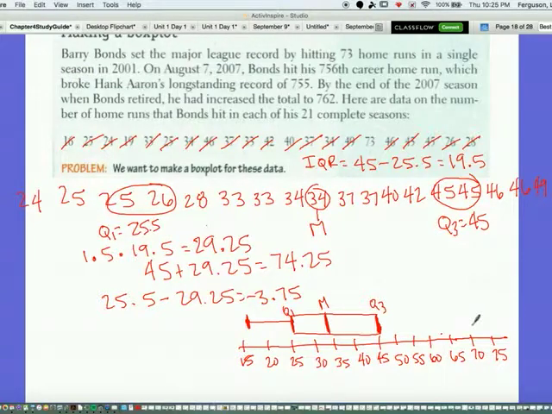And so then let's also do 73 because we said that 73 was our maximum. So I'm going to go past 70, not quite to 75, somewhere right in here, and put my line and then a dot. There we go. So that is my minimum, and that is my maximum.